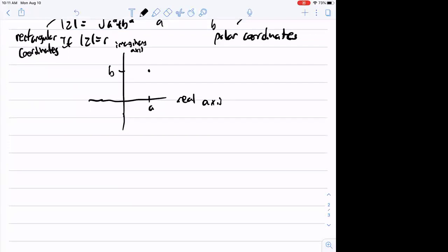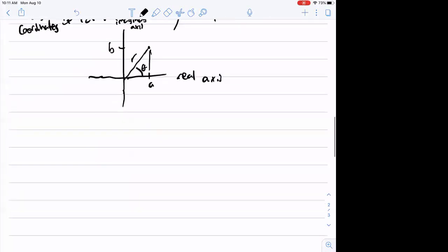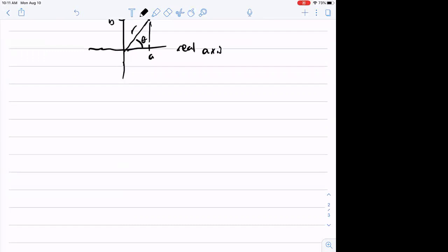But you can also go another way, right? You could say how much of an angle you make, theta, and then you go r. This is your radius. And then if you use trig, you use sine and cosine to get the polar part. So there are two different ways of expressing a point on the complex plane, right? Everyone clear so far?